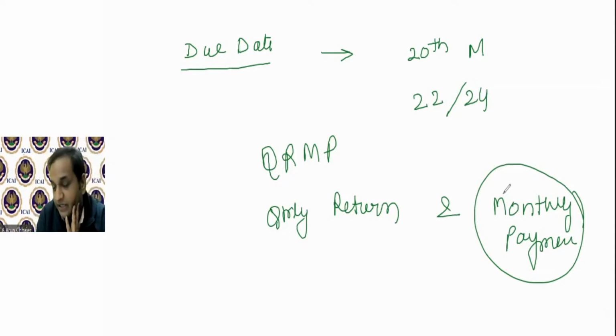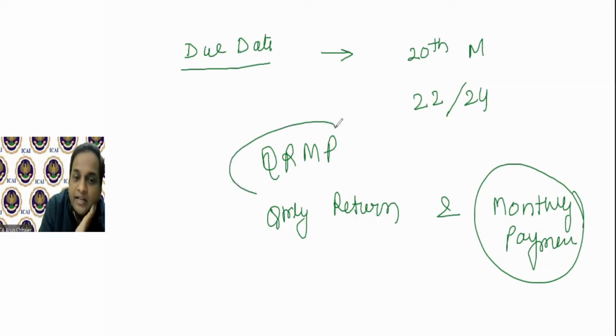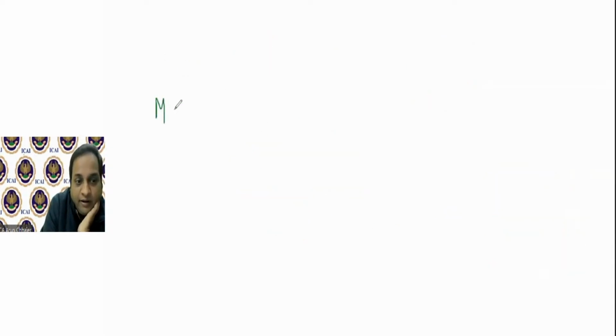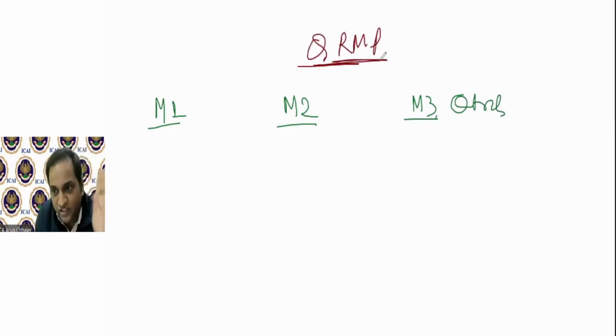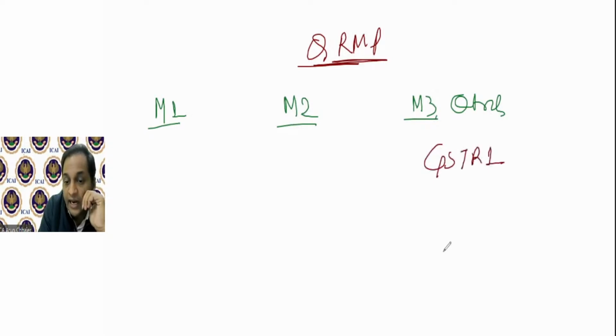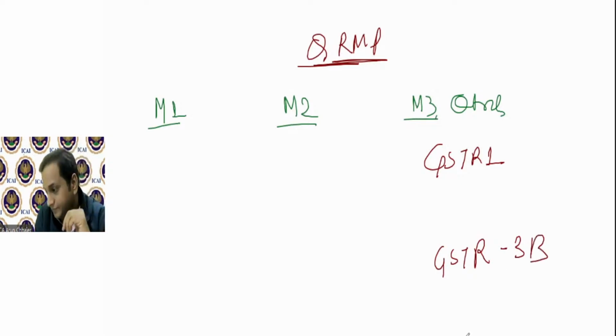Yes, that point I'm telling. Abdul, this same point I'm telling. If I am under QRMP, month 1, month 2, and month 3, that is quarter, we are under QRMP, so the return would be filed quarterly. That is crystal clear. It means GSTR 1 and GSTR 3B would only come after the end of the quarter.